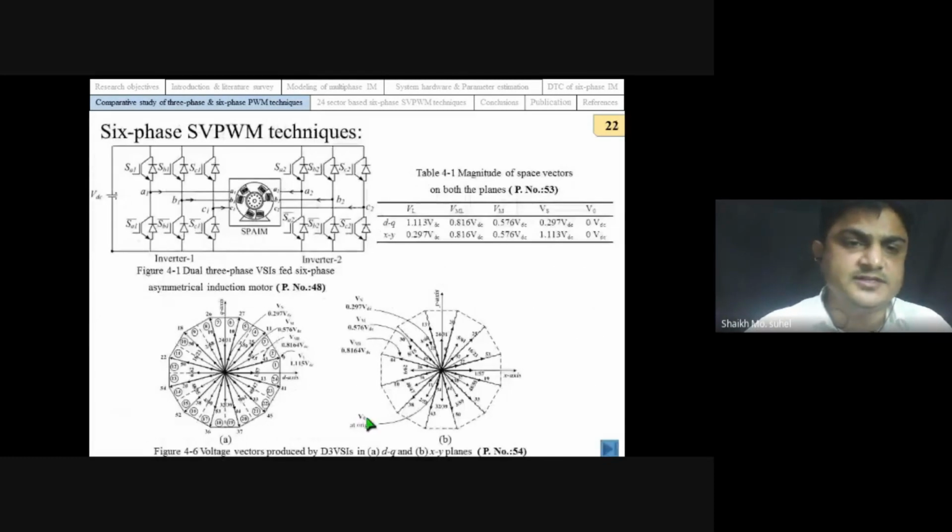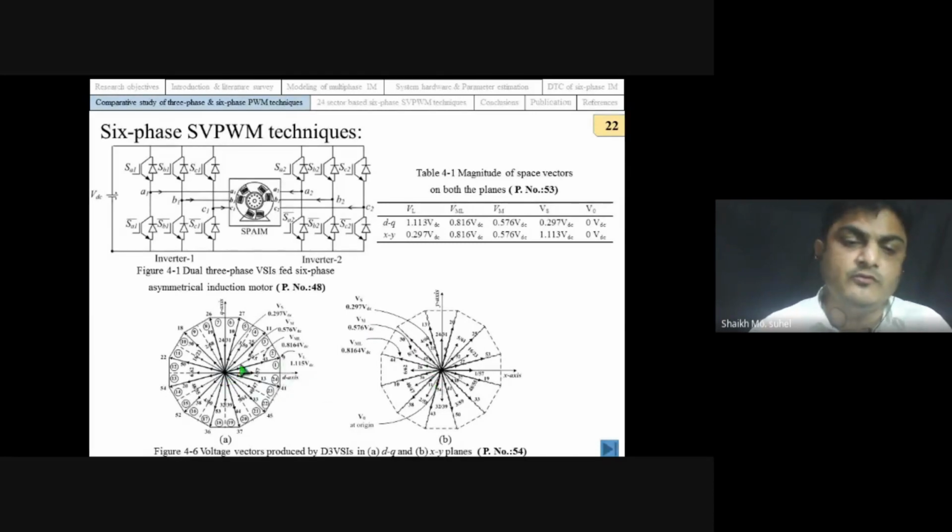First of all, let us try to understand the six-phase SVPWM technique. In the three-phase case, we have a total of 2^3, that is 8, possible switching configurations. In the six-phase case, we have 2^6, that is 64, possible configuration vectors. These 64 possible vector configurations are mapped in the DQ and XY planes. Remember that we have to control our reference vector in the DQ as well as the XY plane.